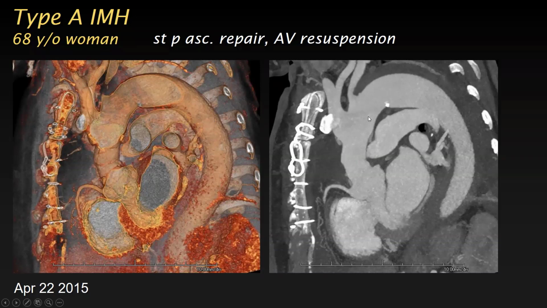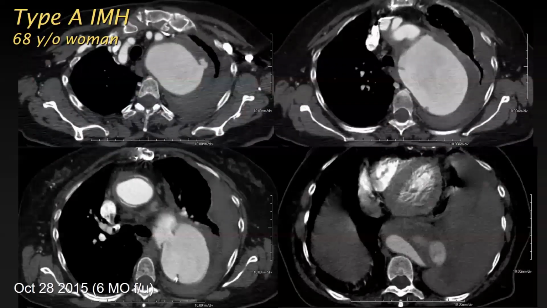You have the ascending aorta repaired, and you still have a residual IMH in the descending aorta, but there's a good chance that it's going to resolve. At least that's what you would hope. But it turns out that this patient came back just 6 months later, and here you can see what happened to the descending aorta.